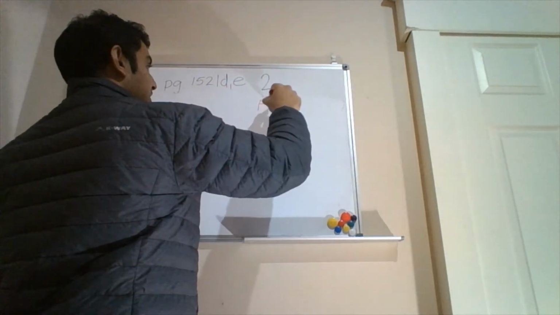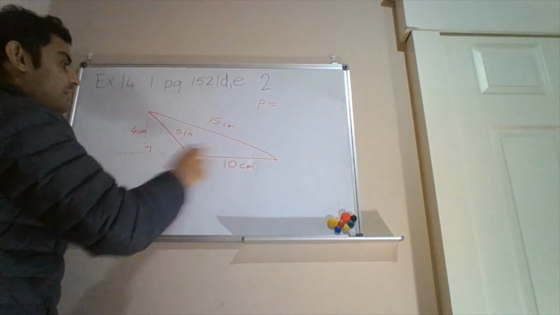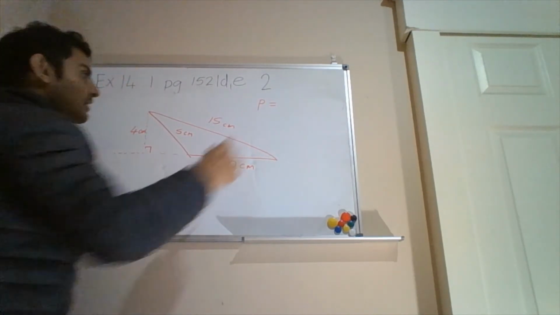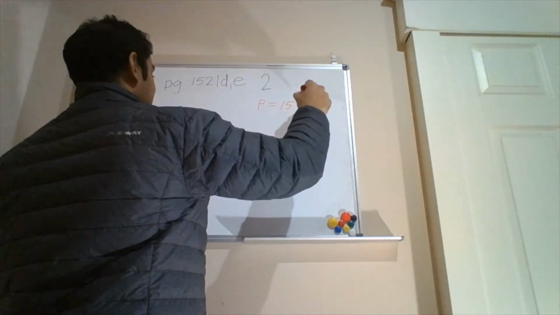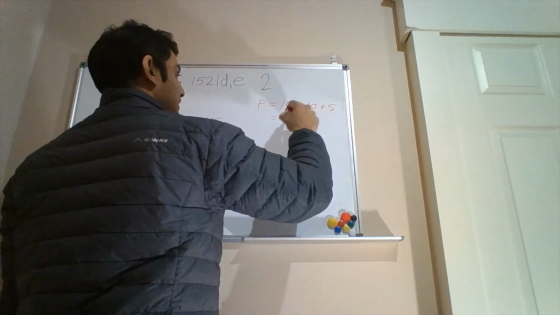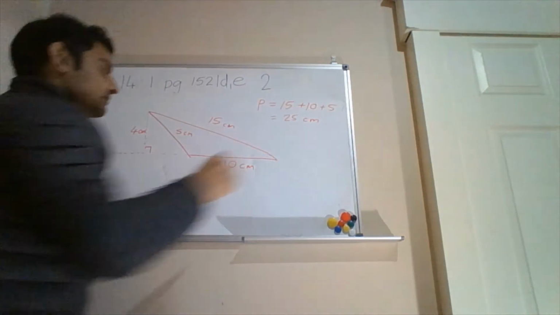So let's find the perimeter. By definition, we add the lengths of all the sides. So we add the lengths of the 3 sides of the triangle. So we're going to get 15 plus 10 plus 5, which gives us 25. And don't forget our unit, centimeters.